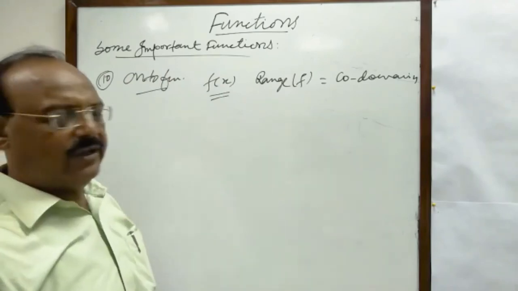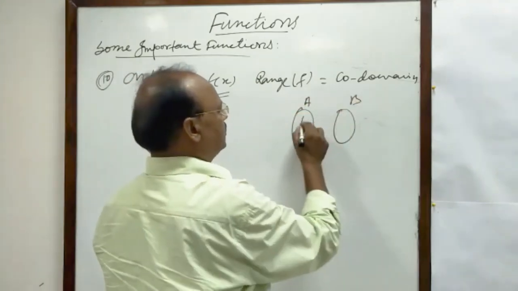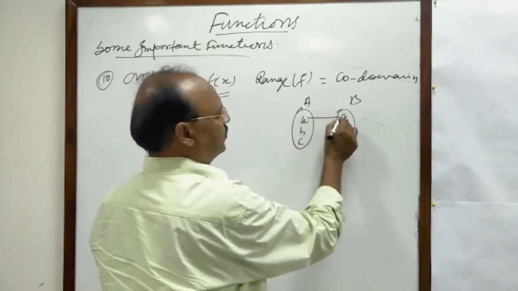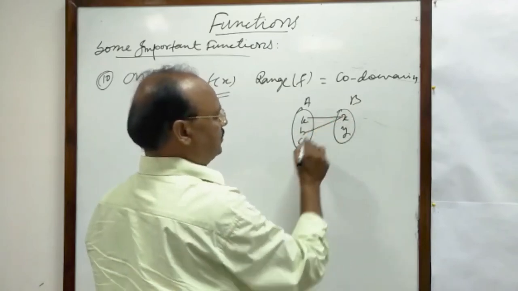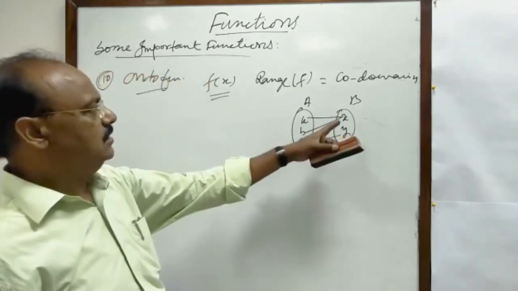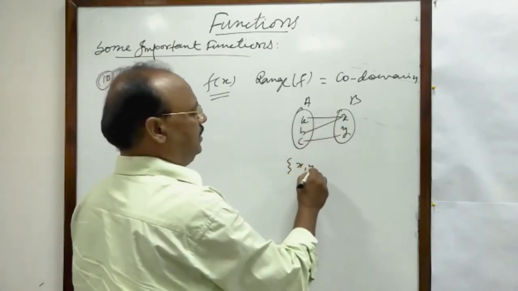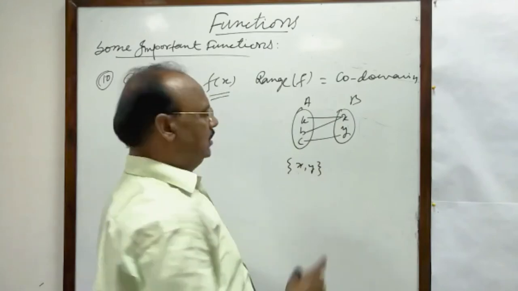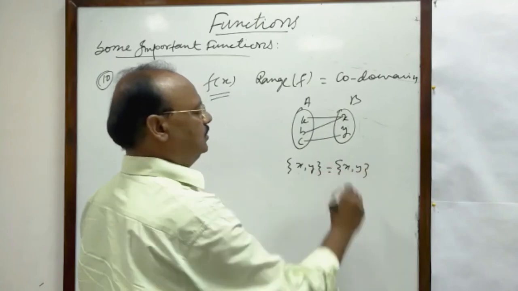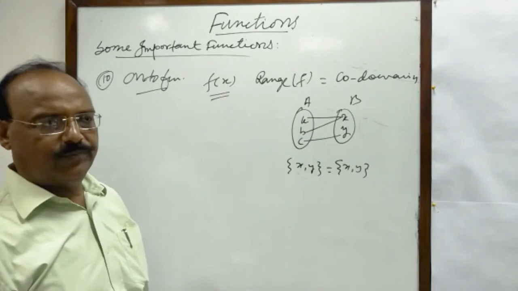We can understand it very easily. Suppose two non-empty sets are here. Some elements are here: a, b, c. Here elements are x, y. a is associated with x, b is also associated with x, c is associated with y. So in this case, the range of f is having x, y as well as the codomain is having x, y, both sets are equal. So this is an example of an onto function.